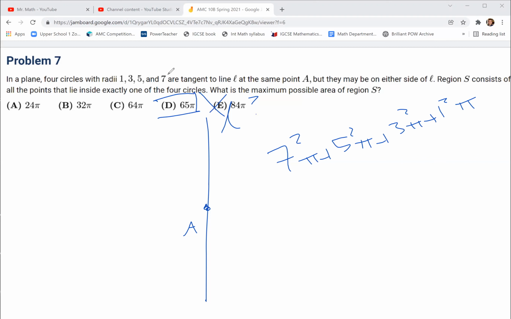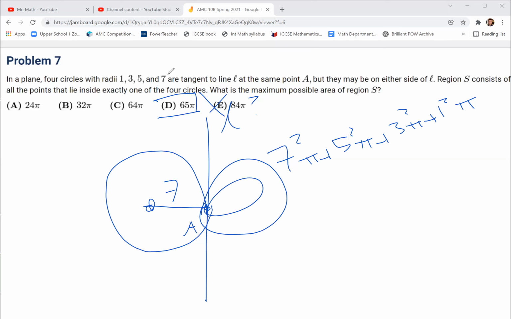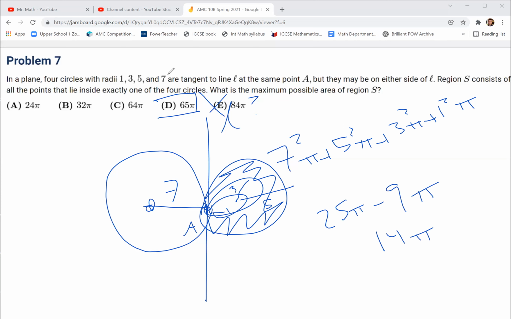But what about 65? Is there any way to get 65 as an answer? Well, what if we have the 7 by itself on one side, right? So put the circle with the radius of 7 on one side, and then put all 3 of the other circles on the other side, right? So this is 1, this would be 3, and then this would be 5, right? Well, how much would be the area in just one of the circles? Would just be this outside part, right? Which is basically just what? 25 pi take away 9 pi, or 16 pi, right?